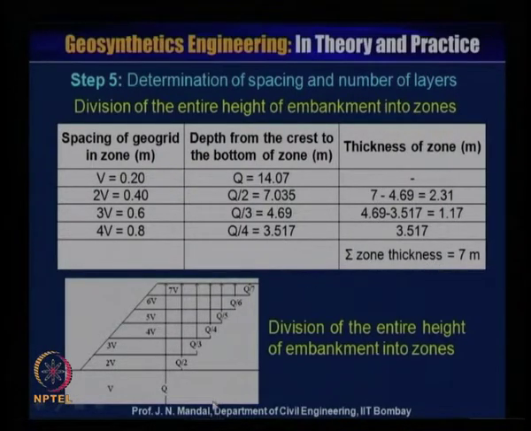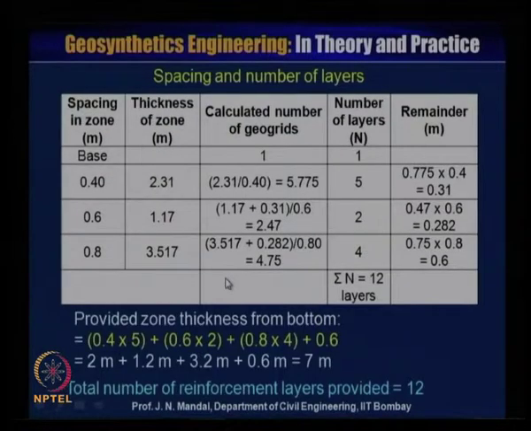If it is more, then you can go ahead with the defined value. You can go ahead with q by 5, q by 6, q by 7, etc. Now spacing and the number of layers. Spacing in the zone, in meters, and this is the thickness of the zone in meters. This is the calculated number of geogrid, this is the number of layers n, and this is the remainder in meters.